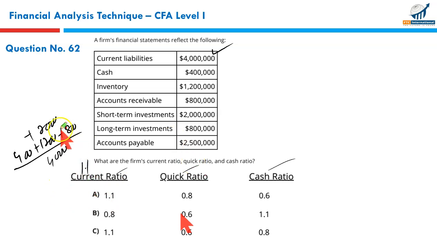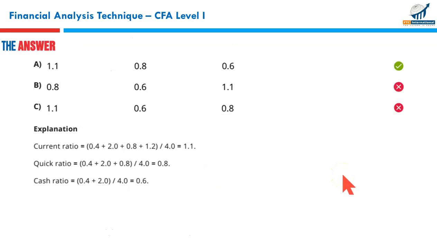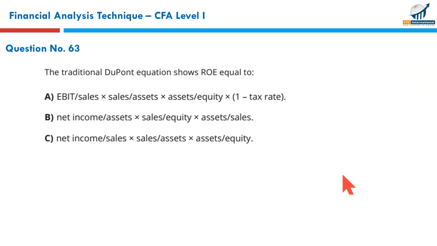Next, quick ratio. You simply need to exclude your inventory, 1.2 million. The rest of it is the same. It's 2,000 plus 400 plus 800 divided by current liabilities. It's 0.8. And for the cash ratio, you need to remove your account receivables also. And account receivables are this. So you have just 400 plus 2,000 divided by 4,000. It gives you 0.6. See? So this, A, perfectly matches all the correct results. A it is. Speed and accuracy, and you can achieve this by practicing more and more.